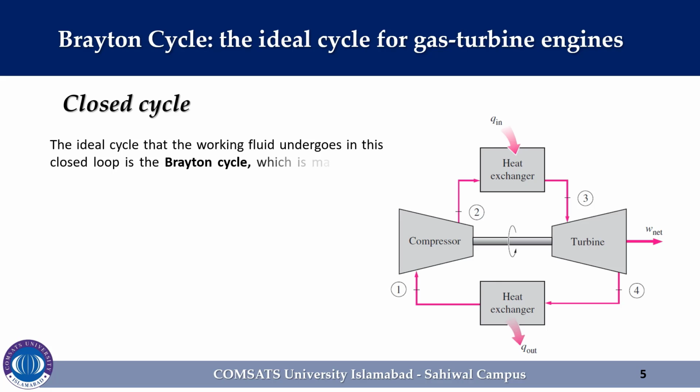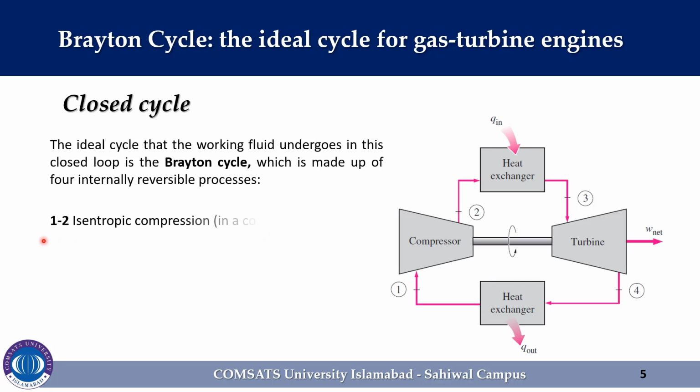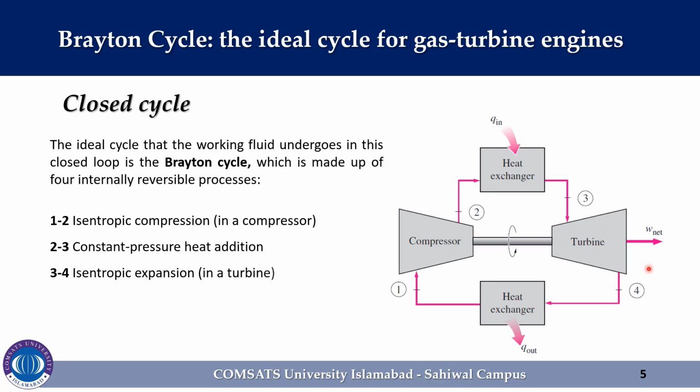The 4 reversible processes are as follows: process 1 to 2 is the isentropic compression in a compressor. Process 2 to 3 is the constant pressure heat addition. Process 3 to 4 is the isentropic expansion process in a turbine. And finally, process 4 to 1 is the constant pressure heat rejection process in a heat exchanger.